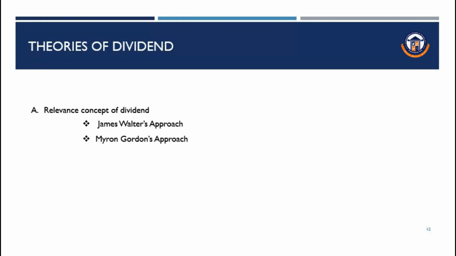Then the second one is the Gordon model. It was developed by Myron J. Gordon in the year 1979, suggesting relevance of the dividend decision for valuation of the firm. This model is also called the dividend capitalization model.